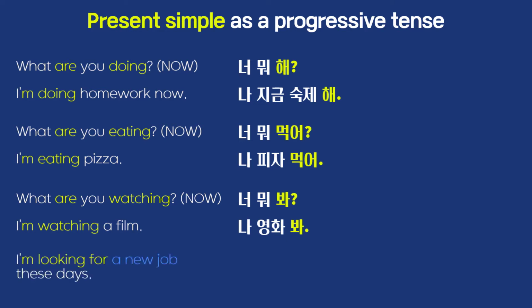So to say that I'm looking for a new job these days, I can say 나 요즘 새로운 일을 찾아. I'm looking for a new job these days. So in Korean, we can use the present simple tense in the same way as the present progressive tense, and using the present simple to talk about what we're doing now and what we're doing around the time of speaking is very common in everyday situations.